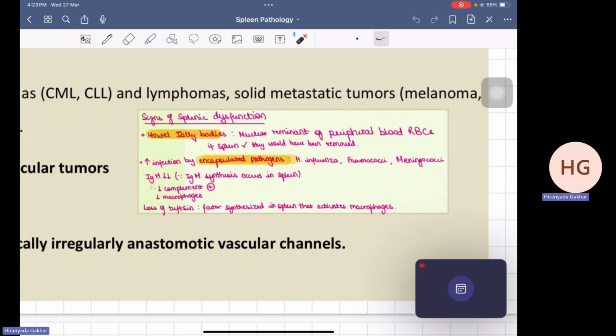The second point that is important to note is that there is an increased risk of infections by encapsulated bacteria in case of splenic dysfunction. The spleen has the ability to fight pathogens that are encapsulated, namely Haemophilus influenzae, pneumococci, and meningococci. So, in case of the dysfunction of the spleen, the body will not be able to fight these, and this will result in an increased infection by these pathogens and also an increased severity of infection by these pathogens.